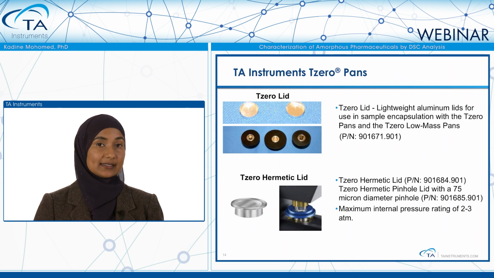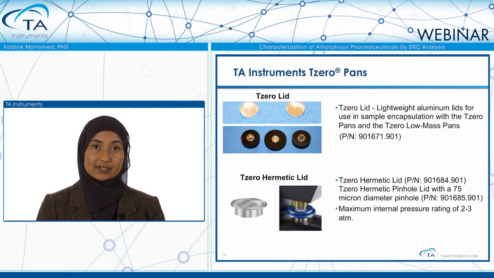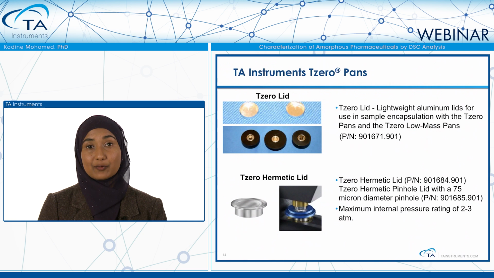As you begin to heat a sample, that water content will still evolve out of your sample, but will begin to build in the headspace within the pan. And the maximum internal pressure rating for this lid configuration would be about 2 to 3 atmospheres.